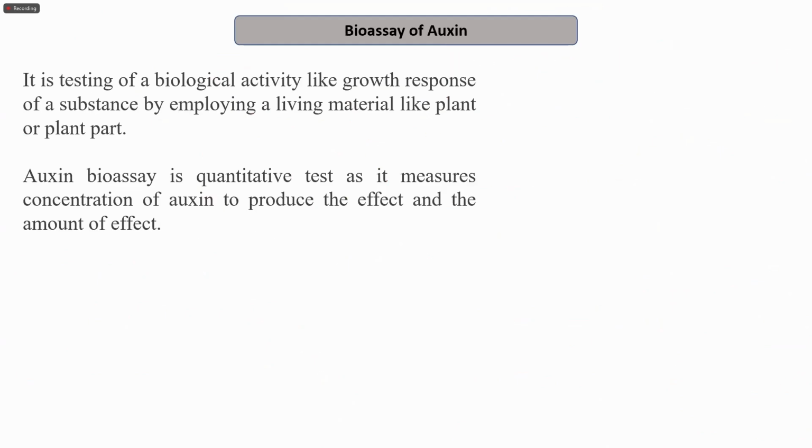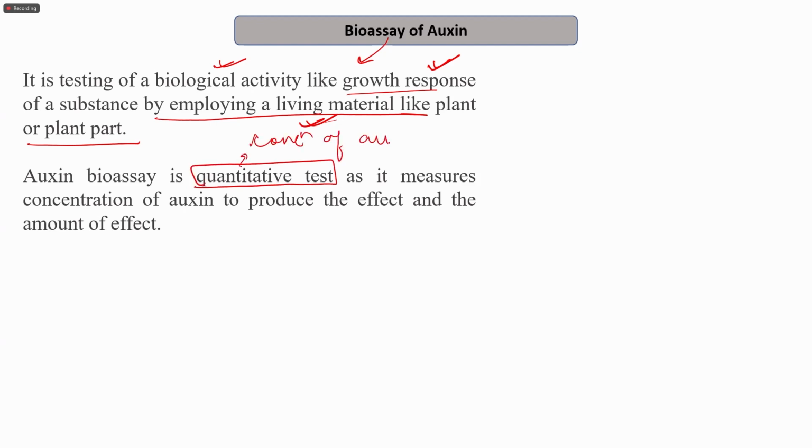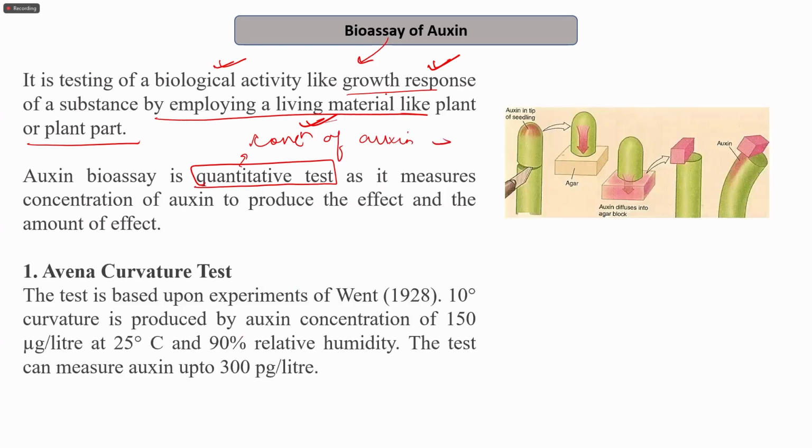Now, how can we determine the concentration of auxin? So it is what actually is bioassay. So it is testing of a biological activity like growth response of a substance by employing a living material like plant or plant part. So it is testing the biological activity of auxin here, like how it is affecting the growth response by employing a living material like plant or plant part. So auxin bioassay is a quantitative test. That is, it can measure the concentration of auxin that can produce the effect and the amount of effect.